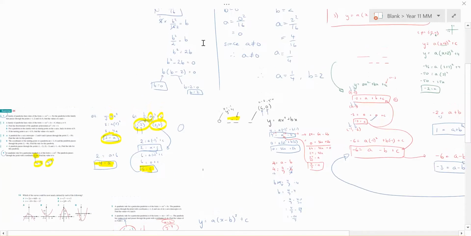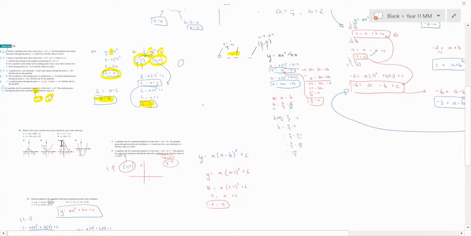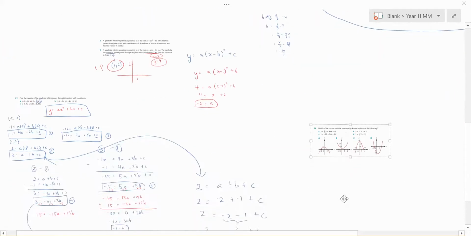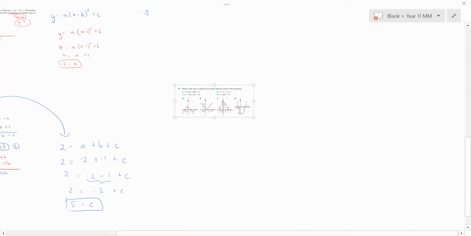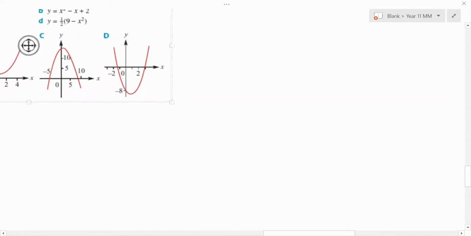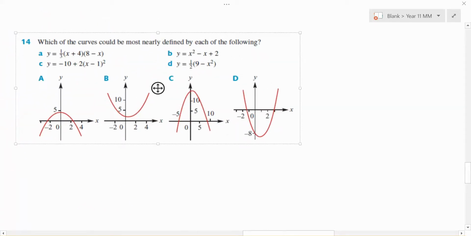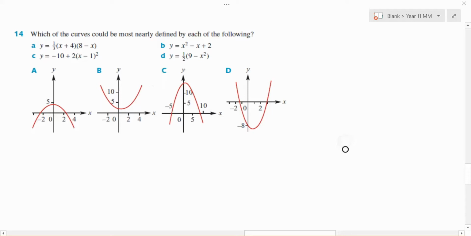Okay, so that was question 21, but I remember there was another question I haven't gone through. 14. Here we go. Let's have a look at 14 for exercise 3K here. Now, this is all about identifying the graphs. So remember I gave you those 3 graphs. You have to look at key points: x-intercept, y-intercept, turning point, shape of the graph.